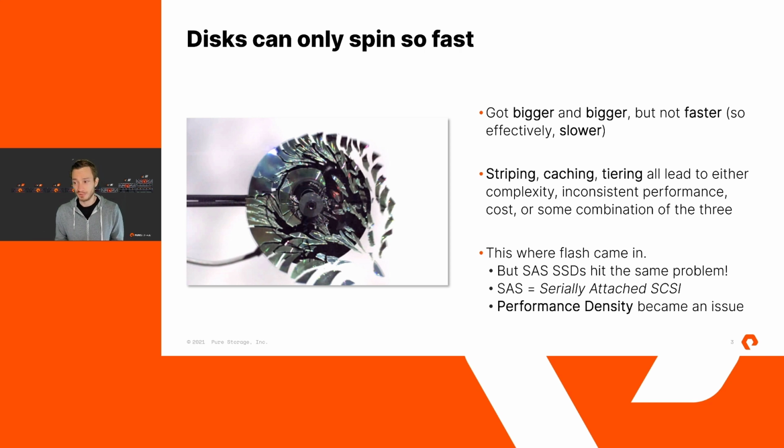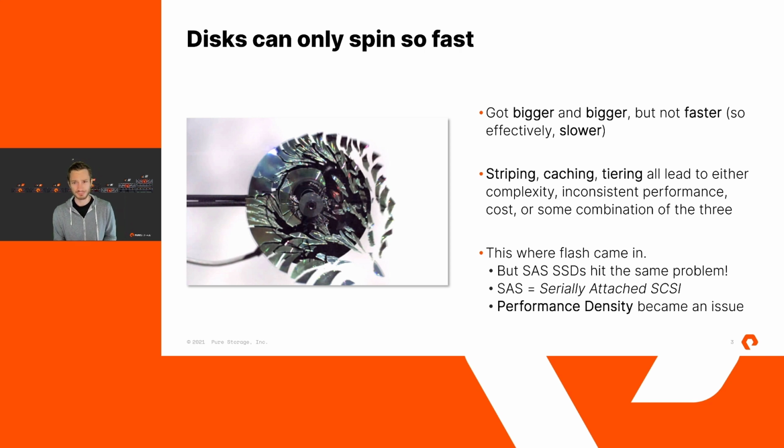IOPS per gigabyte. And we did all kinds of things to get around this: striping, tiering, caching, and these led to complexity or inconsistent performance or cost or some combination of those. And this is where Flash came in. We're like, well, spinning disk isn't the right solution moving forward, so let's invest in Flash. Flash is much faster. It's a completely different model than spinning disk. We can get the performance that we need out of it.